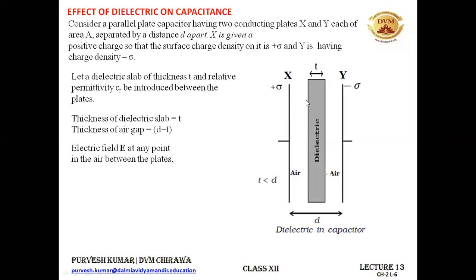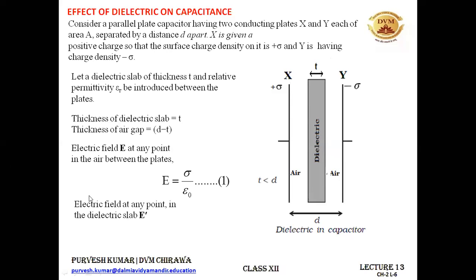In the air, the electric field will be the same as it is due to the plates. So in this air gap, there will be some electric field. First we need to find that electric field at any point in between the plates when only air is present. You can say it is equal to sigma upon epsilon naught. When no dielectric slab was there, the electric field was sigma upon epsilon naught. That's what we found in the previous discussion also.